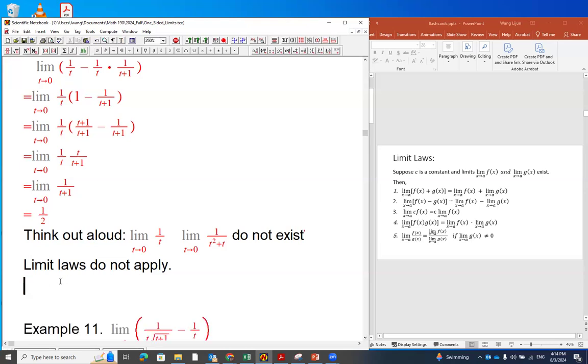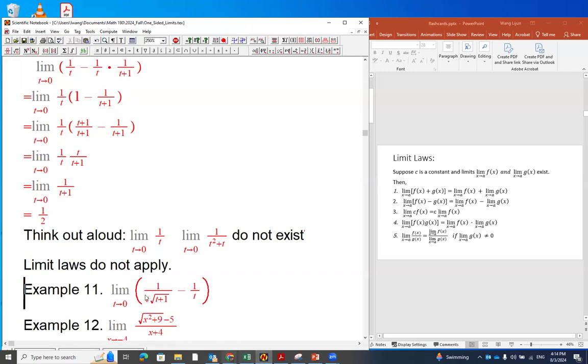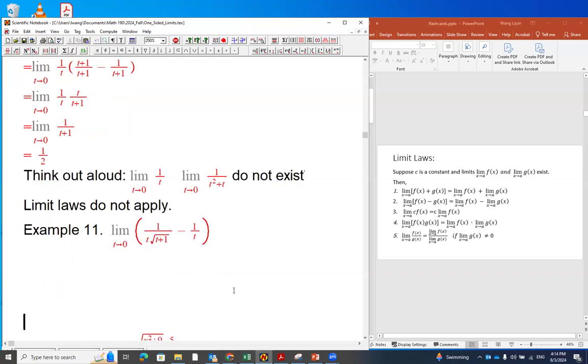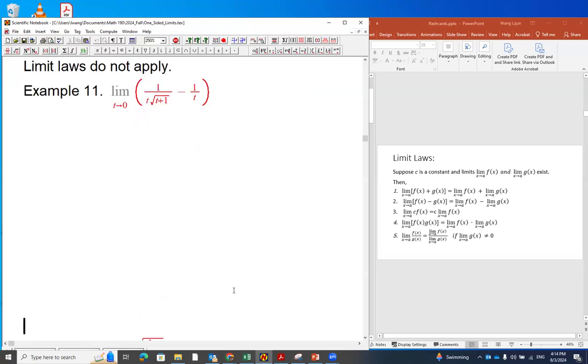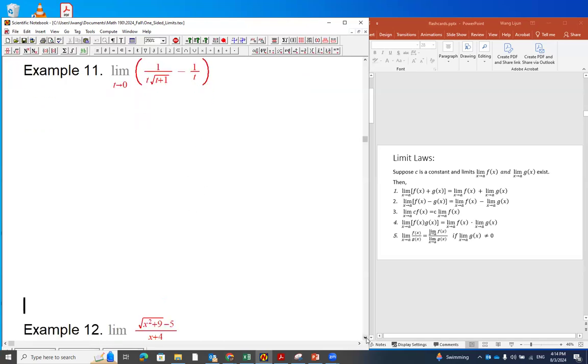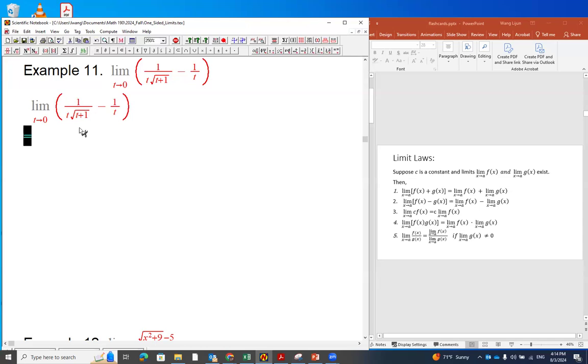All right, so let's look at the next one. This is another situation where limit law does not apply. And we also have radicals, but inspired by the previous question, I'm going to rewrite, because I'm all for simplifying as much as I can. If I can simplify, my life will be so much easier.